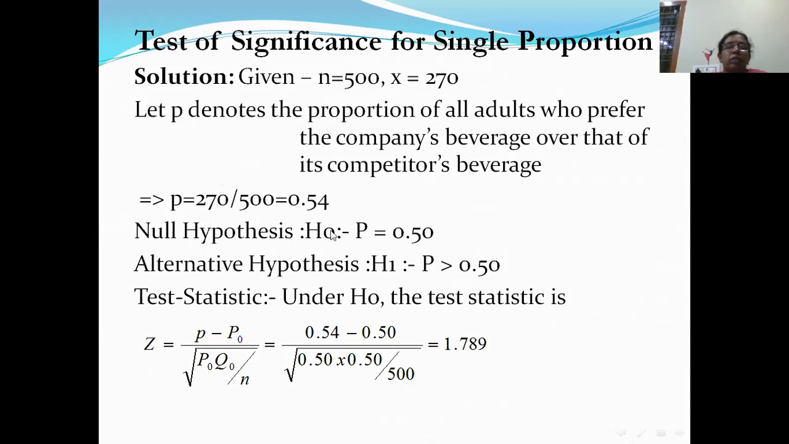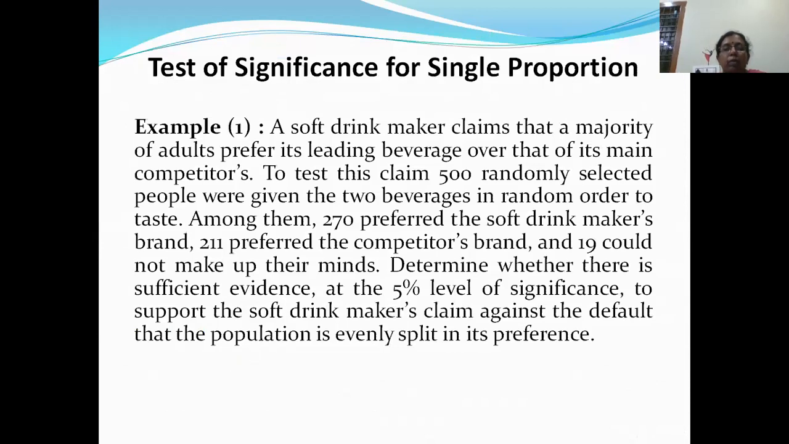Now the null hypothesis H naught: P equal to 0.50. Why have we taken 0.50? Because in the problem it is given to determine whether there is sufficient evidence to support the soft drink maker's claim against the default that the population is evenly split in preference. What is the soft drink maker claiming? He is claiming that his cool drinks are preferred more than his competitors' cool drinks.